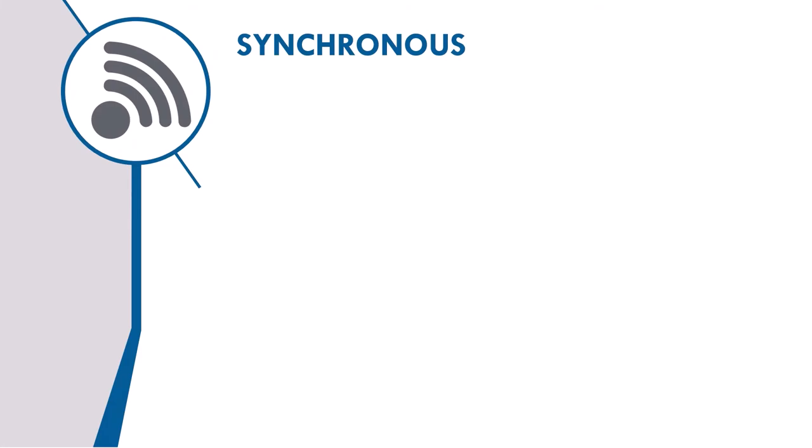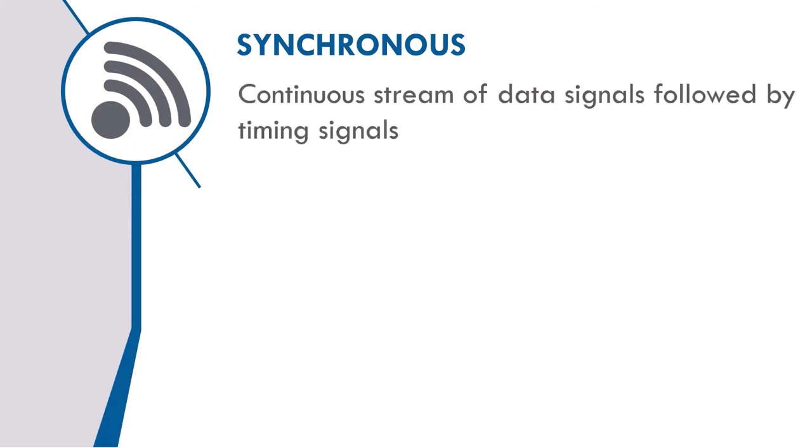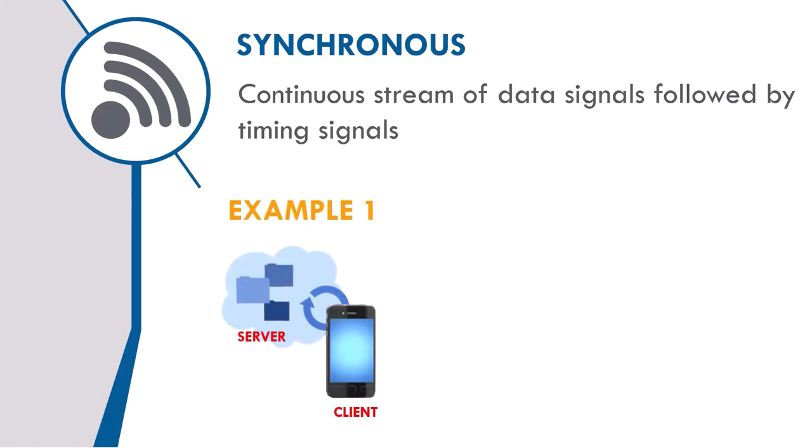First, we will see synchronous data transfer. In synchronous data transfer, or in continuous mode, there is a continuous stream of data signals followed by timing signals. Let's see some examples to understand this concept.